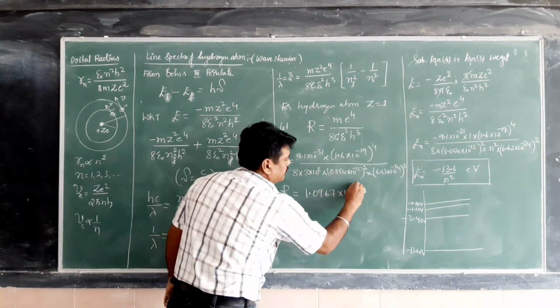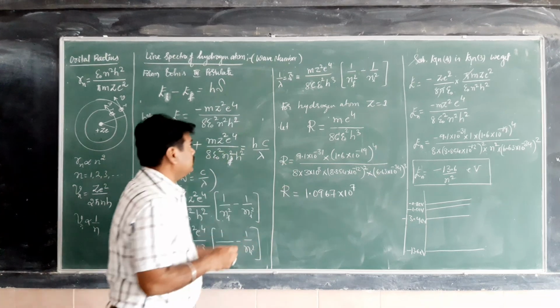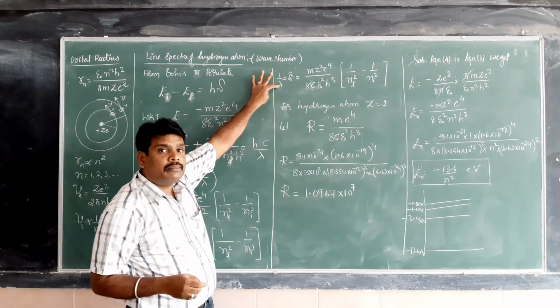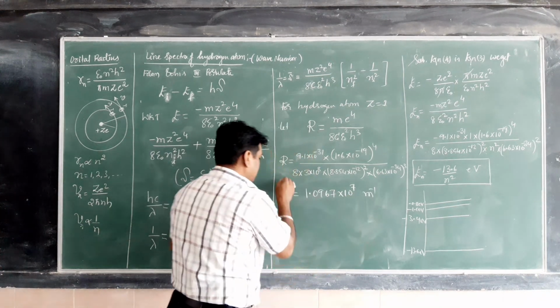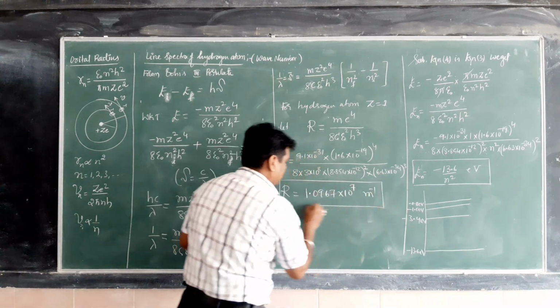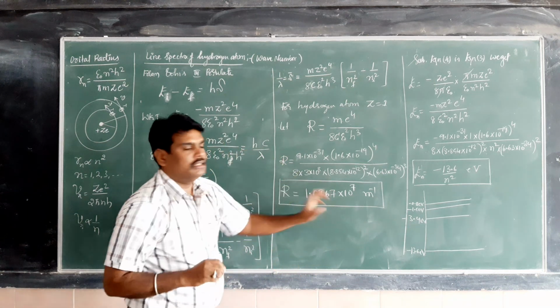1.0967 into 10 to the power of 7. Since it is measured in 1 by lambda, and 1 by lambda is per meter, the wave number is in per meter. This is the Rydberg constant for the hydrogen atom after calculating this value.